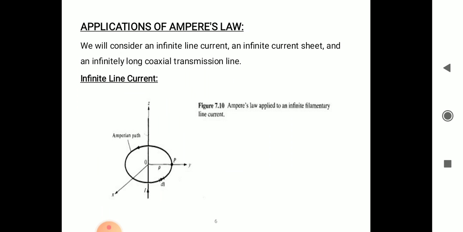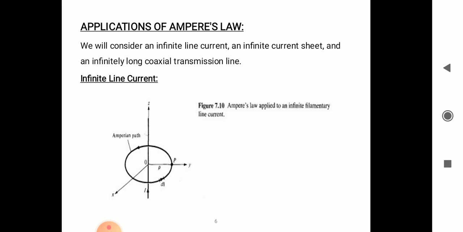Now let us go for applications of Ampere's law. We will consider an infinite line current, after that an infinite current sheet, and infinitely long coaxial transmission lines. These are the three cases we are going to discuss under the topic of applications of Ampere's law. Now let us discuss infinite line current.